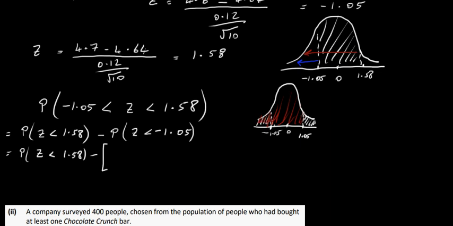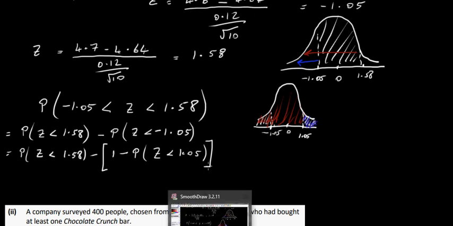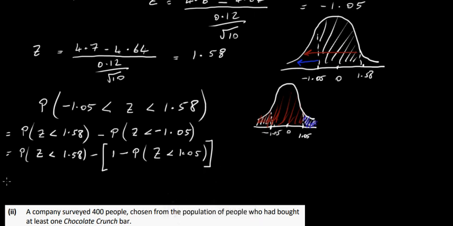So if we look up 1.05 in our tables, it'll give us the probability of being down here. 1 minus that will give us the probability of being up here, which is the area we want. So what we're going to do is 1 minus the probability, so all this here is just equal to 1 minus the probability that z is less than plus 1.05. So these are the values we can actually work out from our tables.